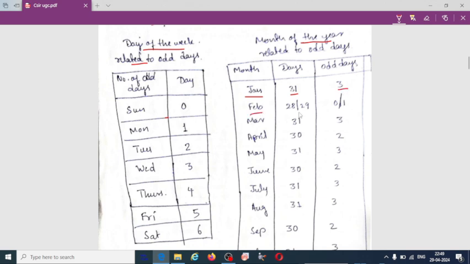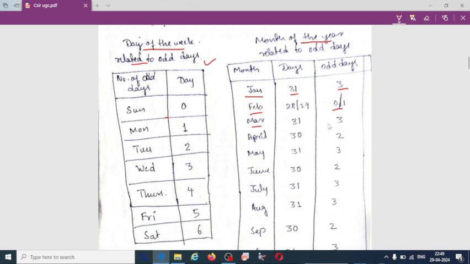February, if you take 28 or 29. For 28, the odd days are going to be 0, and for 29, you take 1 odd day. You just have to use this tabular column to identify odd days in a month. So Sunday is 0, up to Saturday 6.